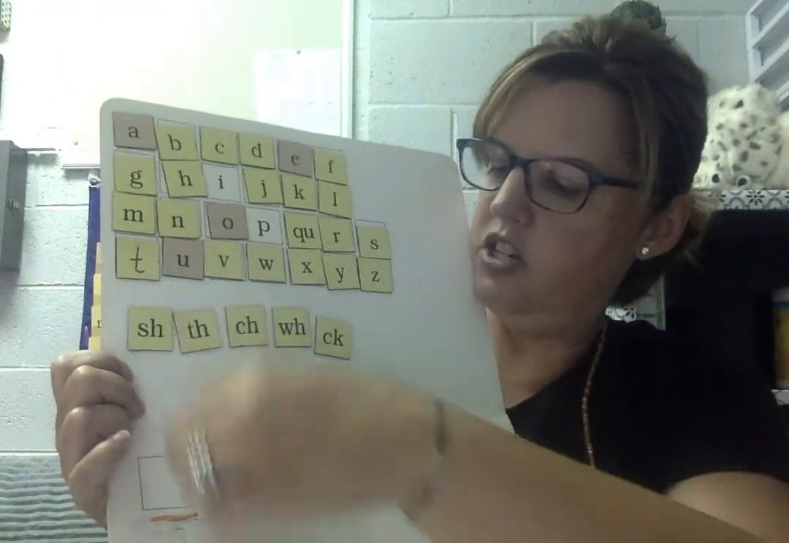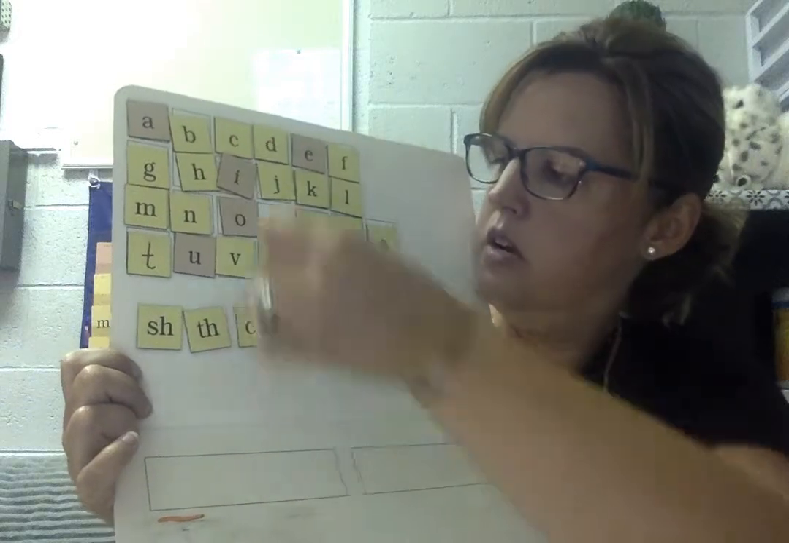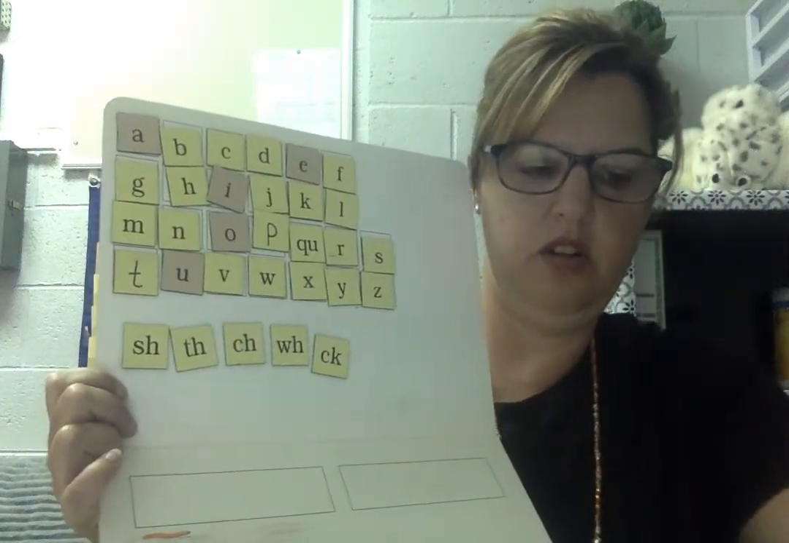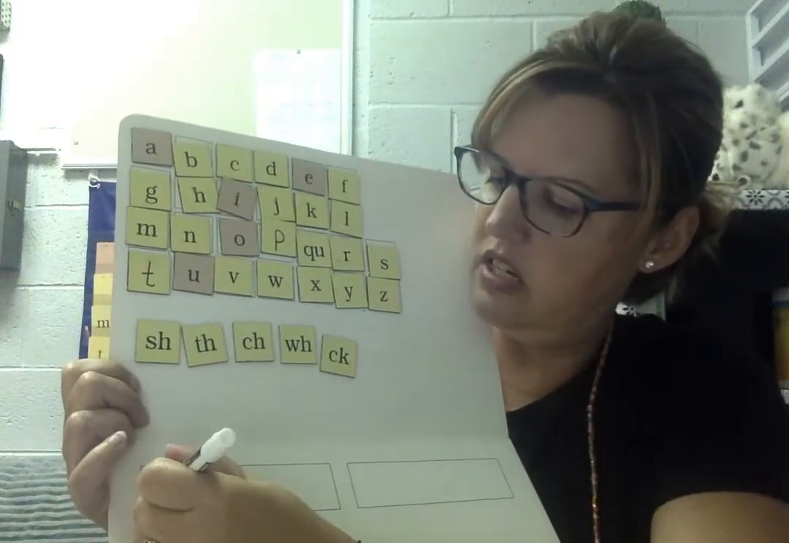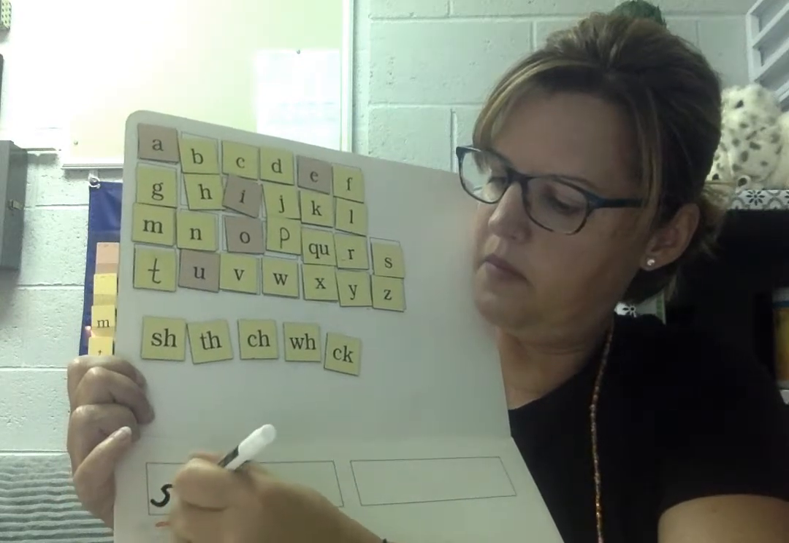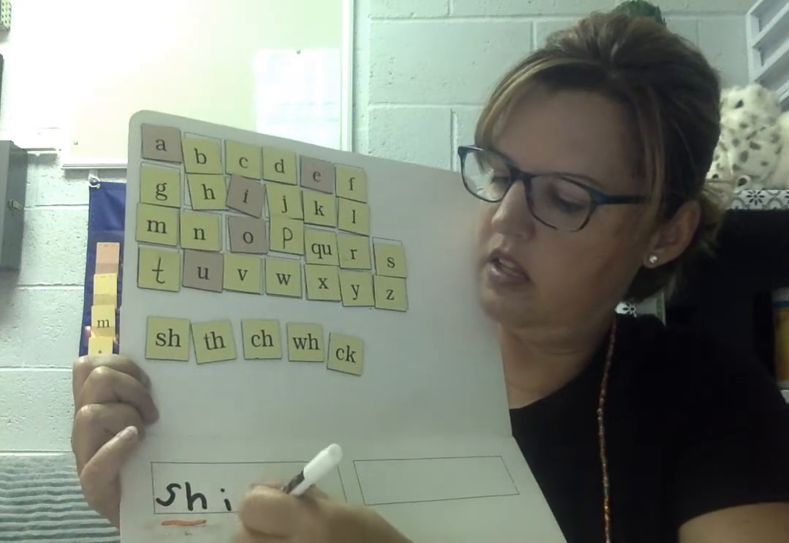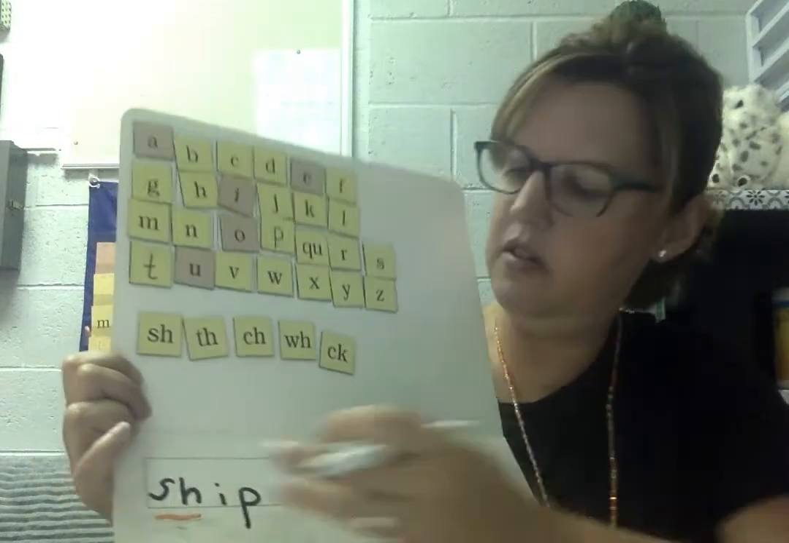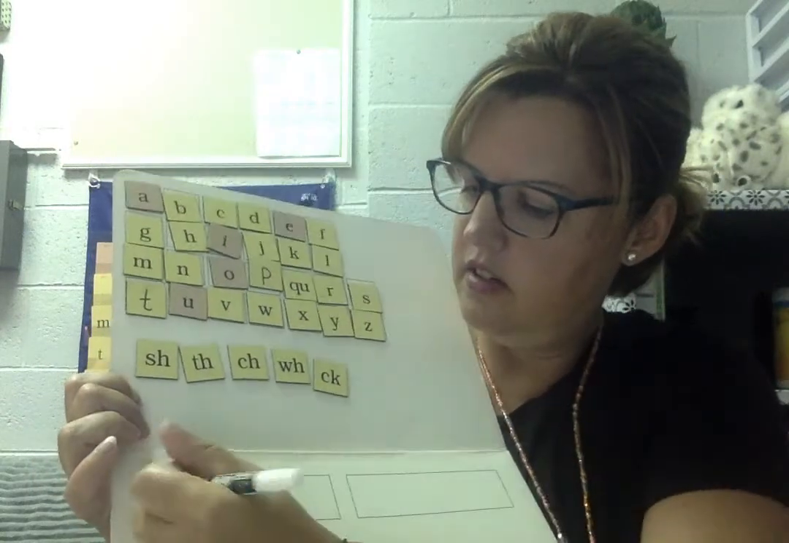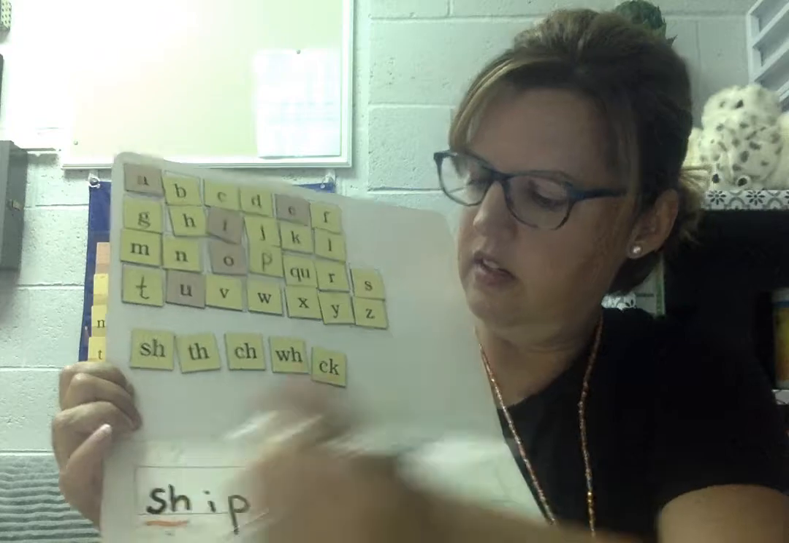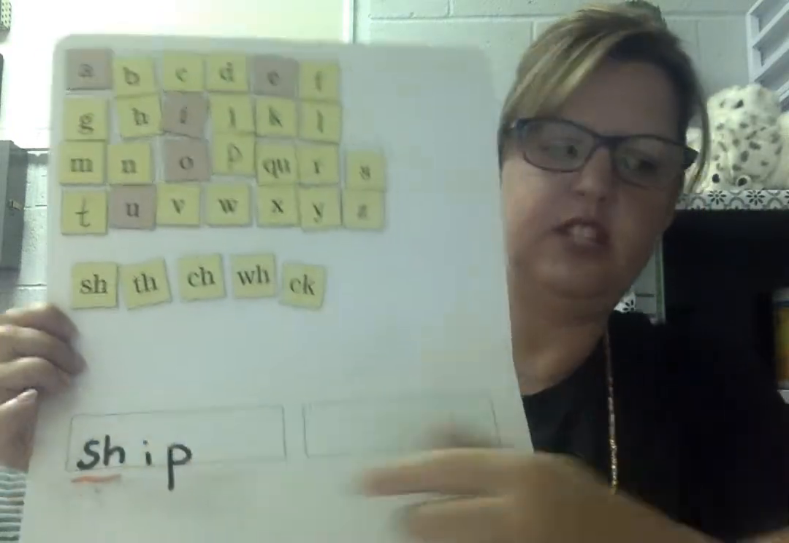Now something that's a little bit different today, and we're going to spell this word back. So I have my SH, I, P, but I'm going to write that word and keep it there so you can see. Okay, not a very good S. There we go. My SH digraph is underlined.